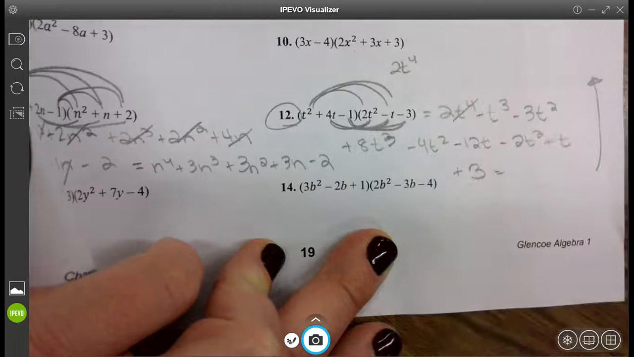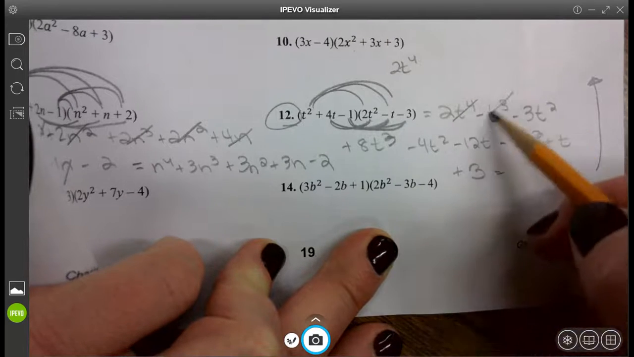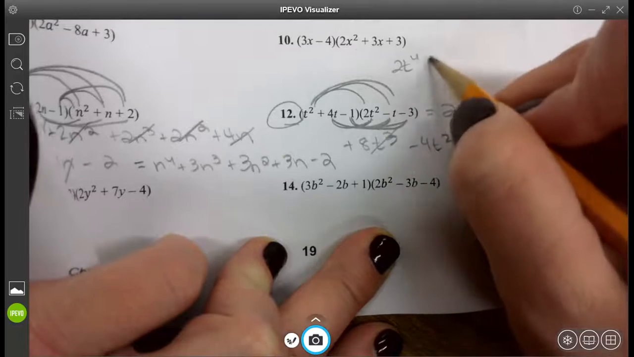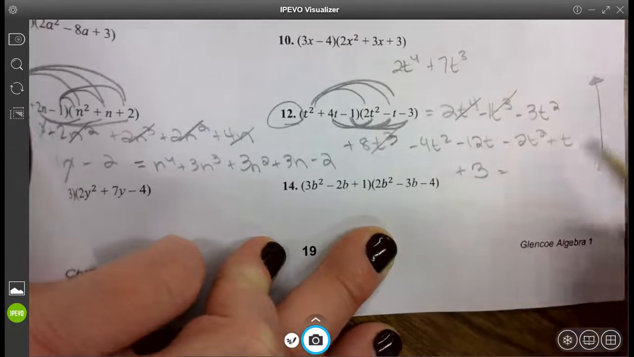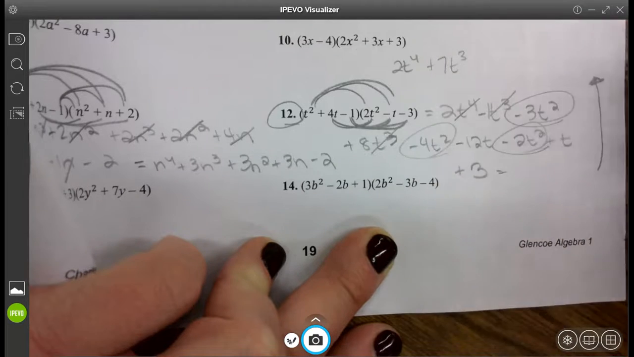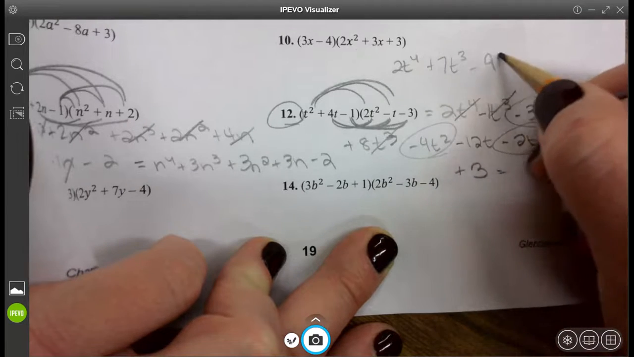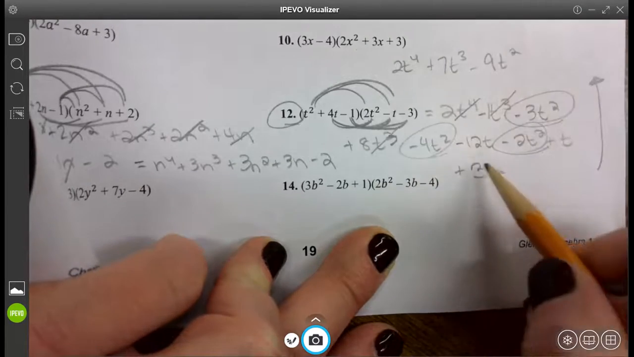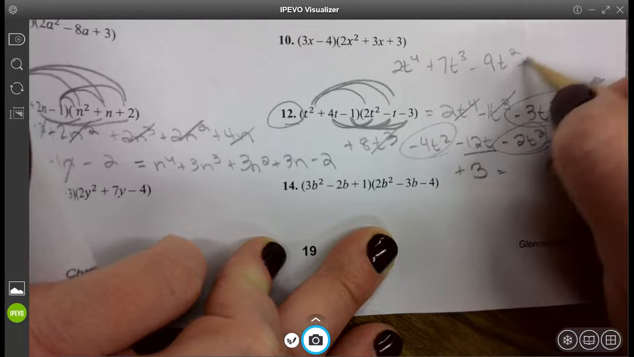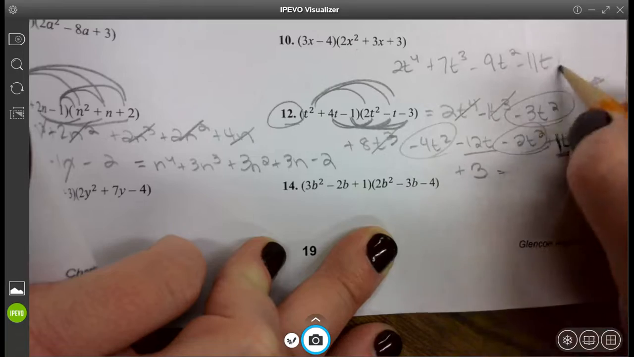There's no other t's to the 4th. There is a t cubed. There is another t cubed. So it's 7t cubed. Negative 3, negative 4, negative 2. It's going to be negative 9. And then negative 12. This is a 1 in front of you. If you need to write the 1, that's fine. And then plus 3.